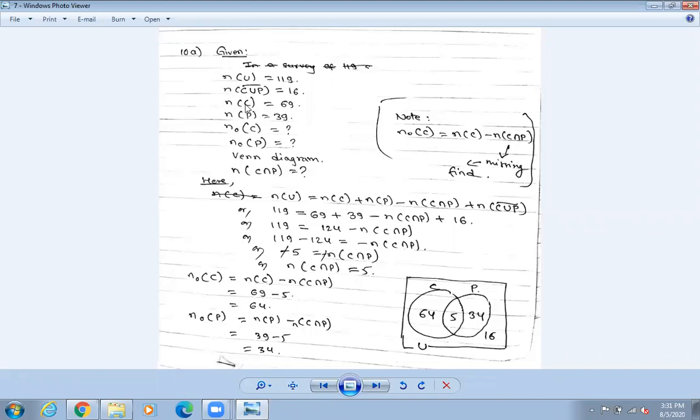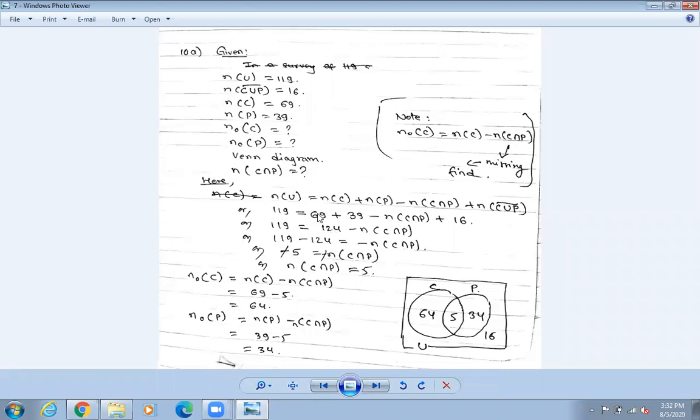We don't have the value of the intersection, so let us write it down as it is. Plus the complement. Where is the complement? It is 16. So add the numbers: 69 plus 39 plus 16 becomes 124.